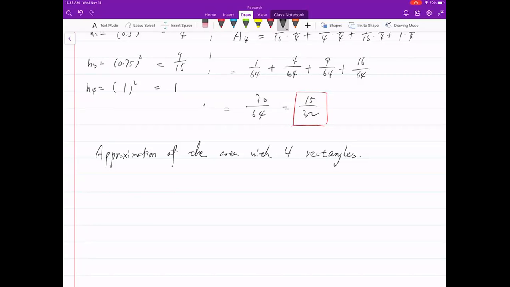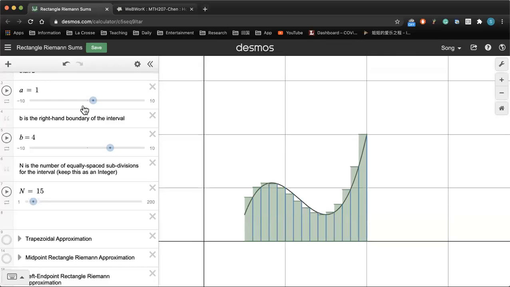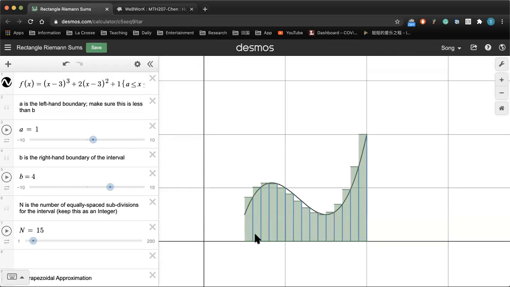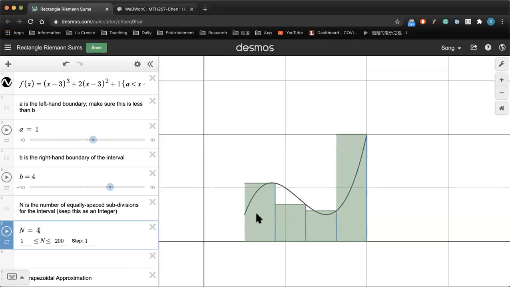Sounds good? Okay, that's basically the idea behind this. Let's try to see it from Desmos. Of course, I didn't do y equals x squared, but you know what I mean. I was trying to find an area below this curve. So basically what we can do is we can do 4. As you can see, a little bit more here, a little bit less here, a little bit less here, a little bit more here.